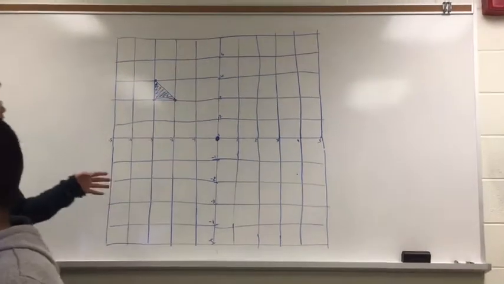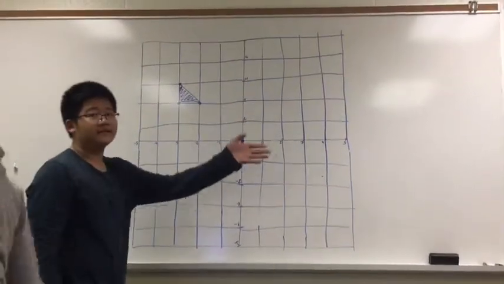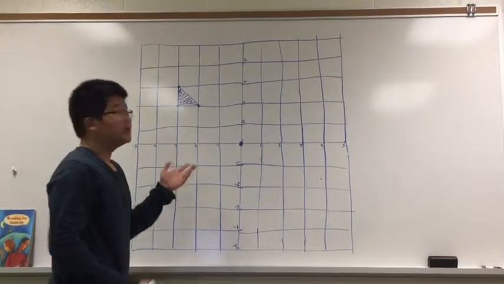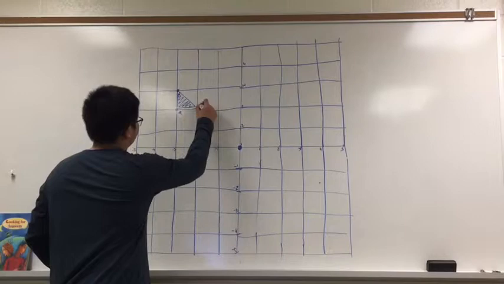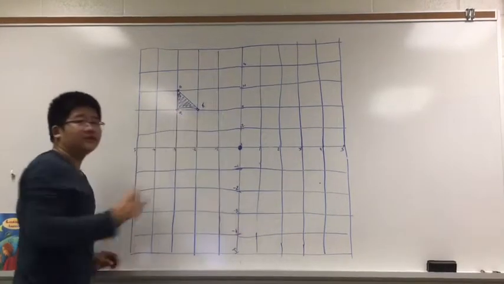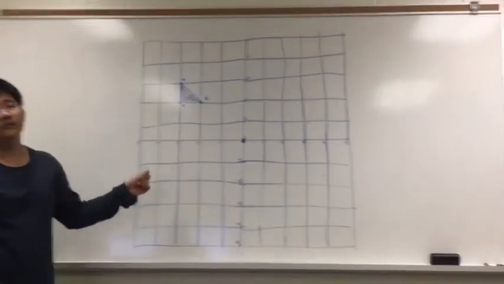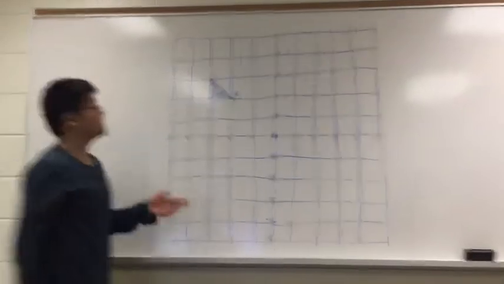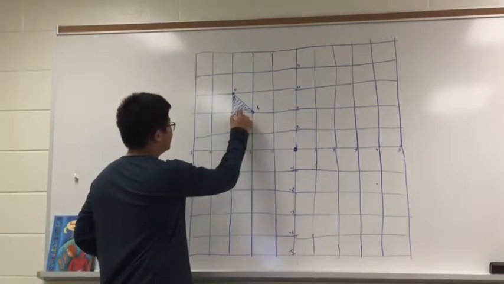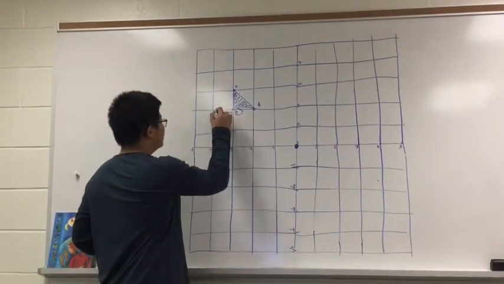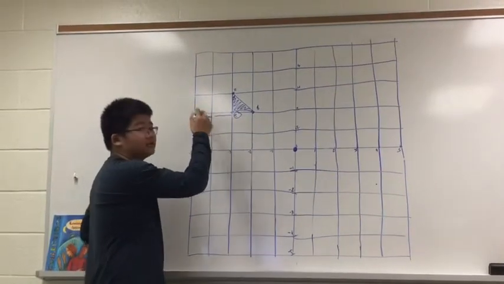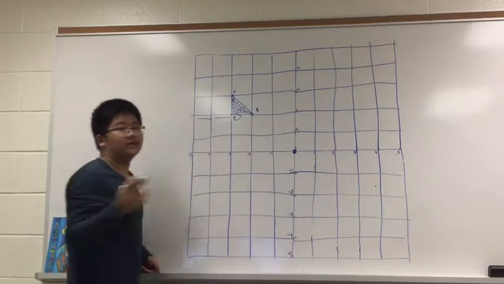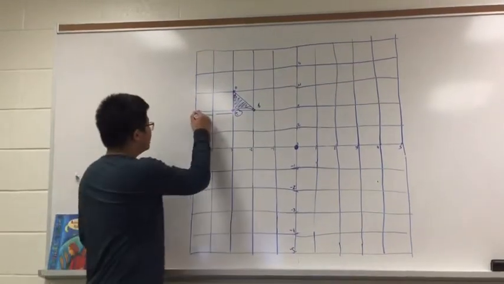Say we wanted to translate it two spaces left and 1 space down. First let's label these: A, B, and C. If you wanted to translate this shape 2 spaces left and 1 space down, you would take point A and move it 1 and then 2. So this is where point A would be if you translated 2 spaces left. And then if you translate 1 space down, take where it would be and just go down.